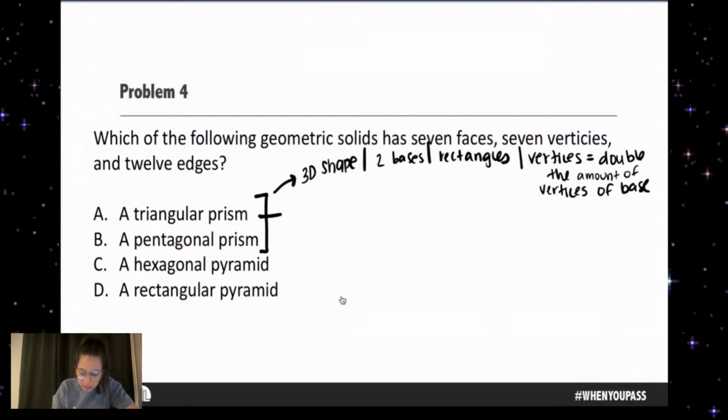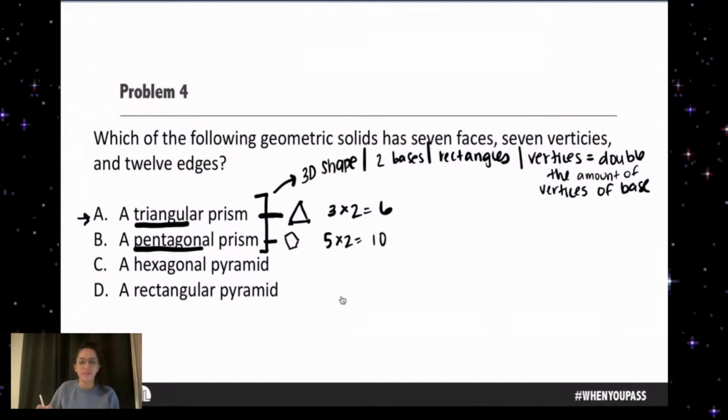So how many vertices does a triangular prism have? A triangular prism has a triangle base. I know, mathematicians are super creative. So if a triangular prism has a triangle base, then it has 3 vertices. So 3 times 2 equals 6. So this shape is going to have 6 vertices. A pentagonal prism has a pentagon base. I know, crazy, which is a 5-sided shape. So 5 times 2 is 10. It's going to have 10 vertices.